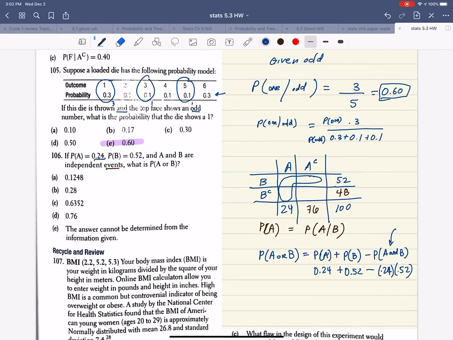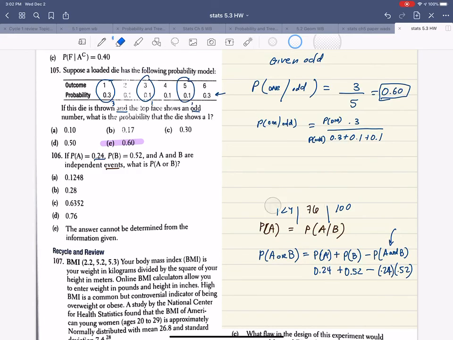I actually used, instead of using kind of a table, the formula. And this does happen every once in a while. There is a problem where I'll use a formula and it seems to make more sense. Okay, cool. And I got my answer C.